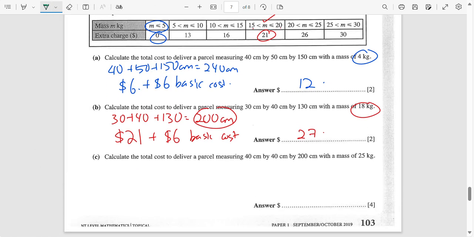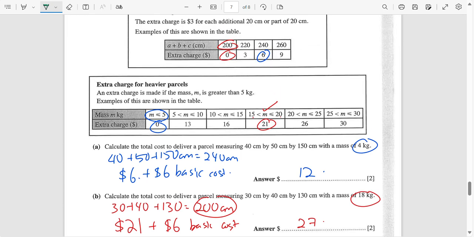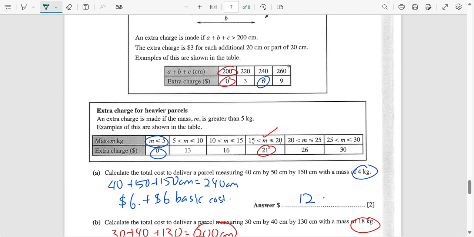Calculate the total cost to deliver a parcel measuring 40 by 40 by 200 with a mass of 25 kg. So you add the three sides is 280 cm. So you go to your table where is 280 cm. Okay, you can see that there's no 280 cm, so you have to extend. So if you look, they are all multiples of 3. So this one will be $12.